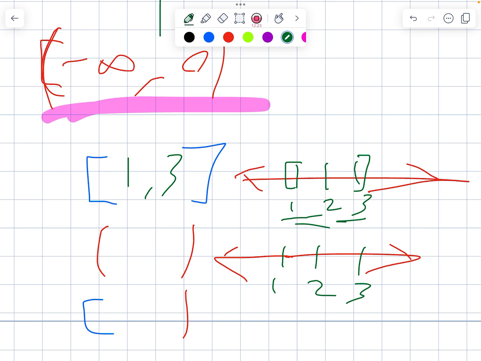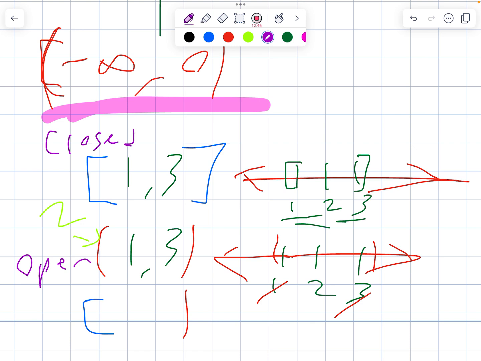If I had the same number line, but I did not want to include 1 and 3 in my interval, then I could write it as such. And what (1, 3) really means is 2, because it is called an open interval. This is called a closed interval. So a closed interval includes the numbers.